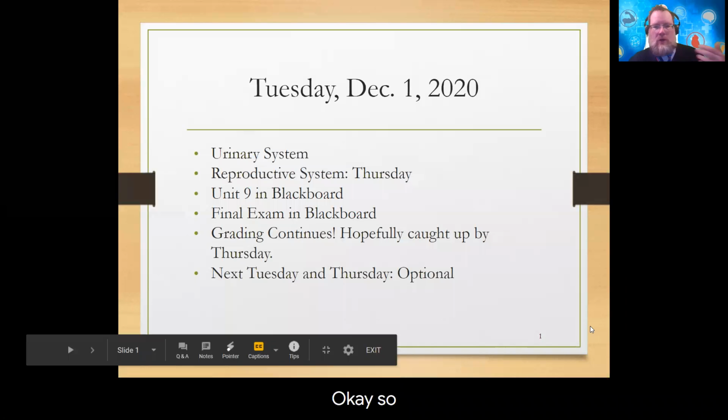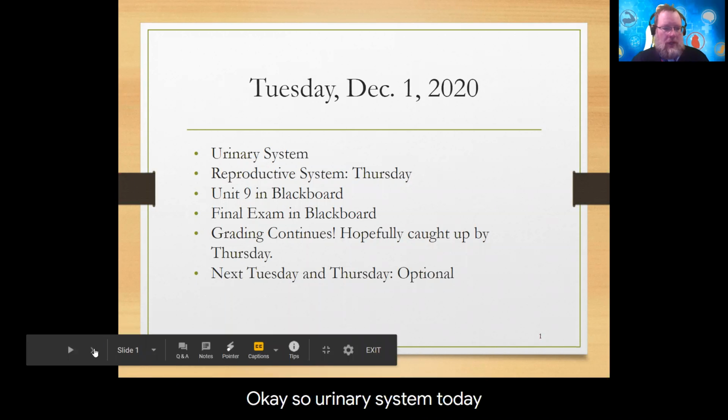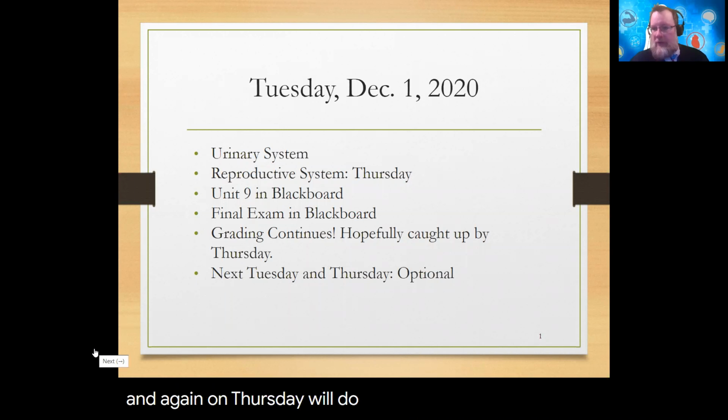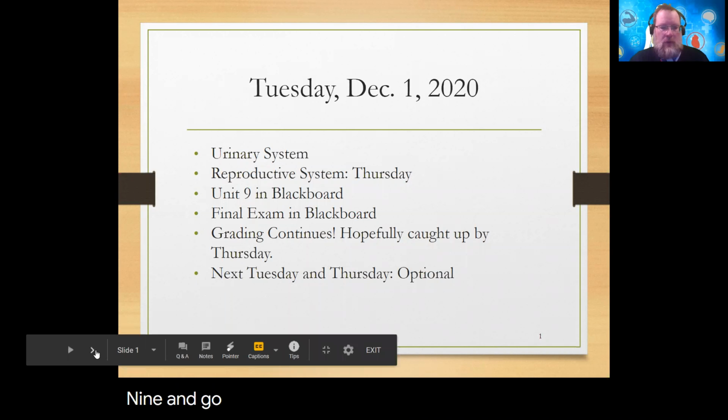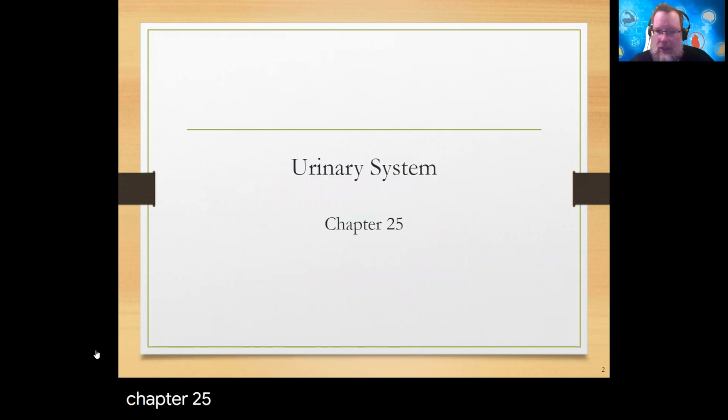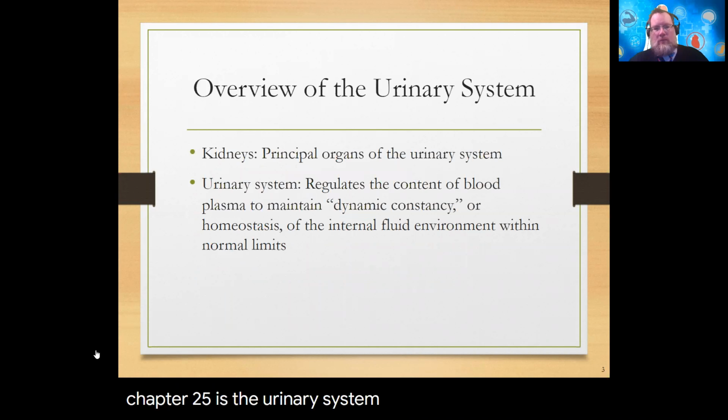Okay, so urinary system today, we're going to get right to it. And again, on Thursday, we'll do reproductive, finish up Unit 9, and go through the Unit 9 portfolio. All right, so chapter 25 is the urinary system in OpenStax.